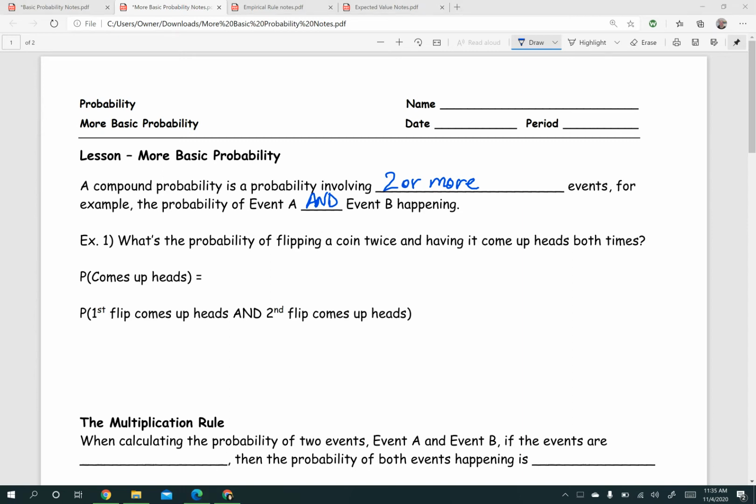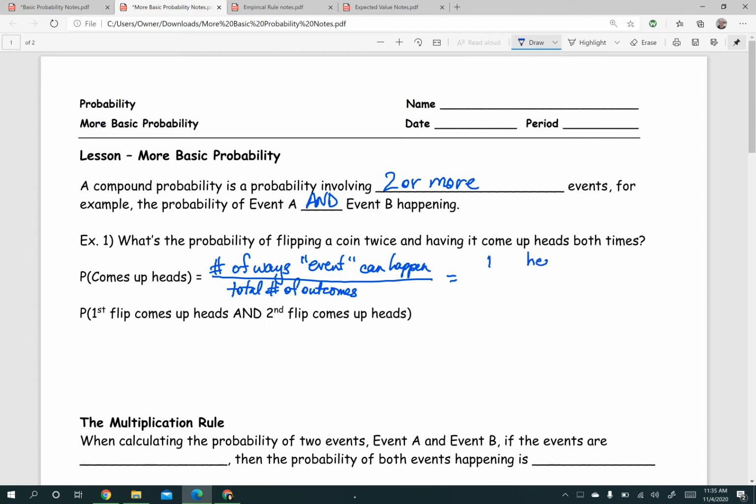So, what's the probability of flipping a coin twice and having it come up heads both times? Well, remember that the probability of any event is the number of ways the event can happen divided by the total number of outcomes. Okay? Well, we wanted a probability that it would come up heads. How many heads are on a coin? Well, that's just one, right? One heads. And how many outcomes are on a coin? Well, that's two, heads or tails. So the probability of it coming up heads is 1 over 2.